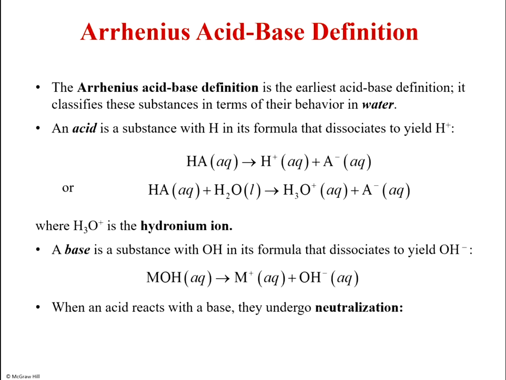And then a base is a substance that releases hydroxide in the Arrhenius classification. So if we have an acid and a base react, the hydronium ion and the hydroxide ion will react, and then the counterions will make the salt. So this is an Arrhenius acid-base reaction.